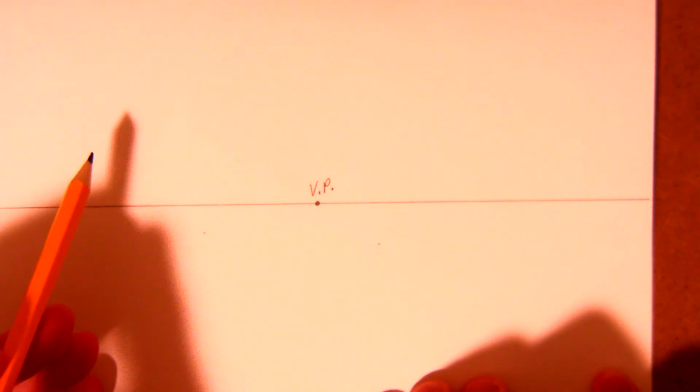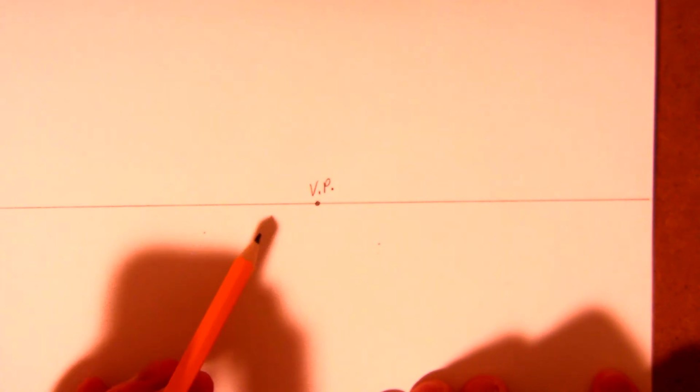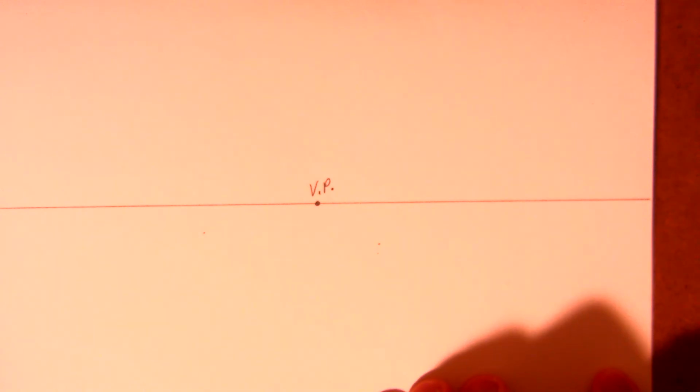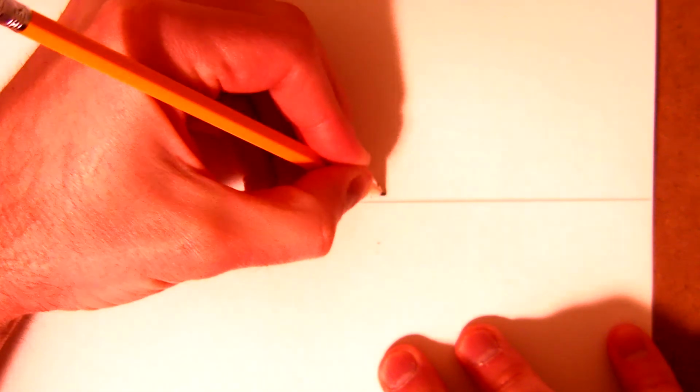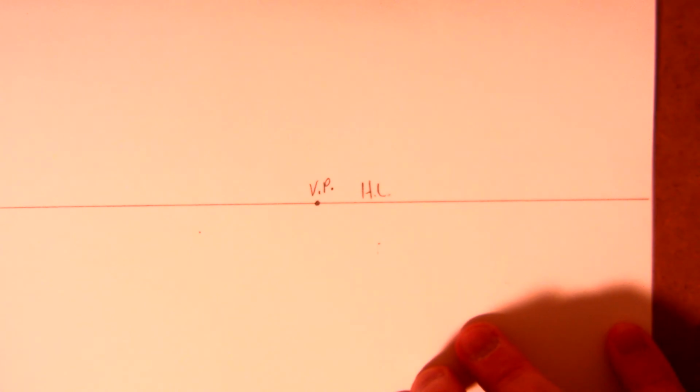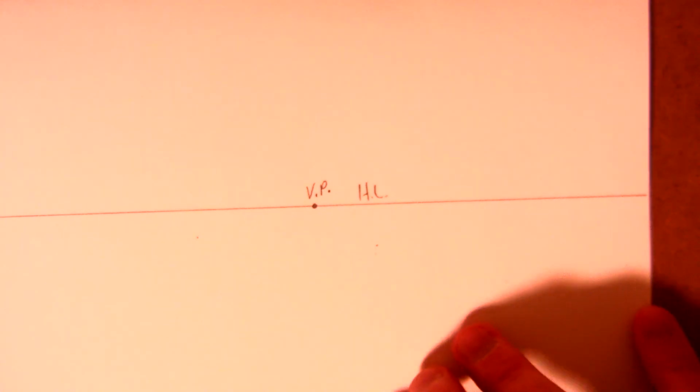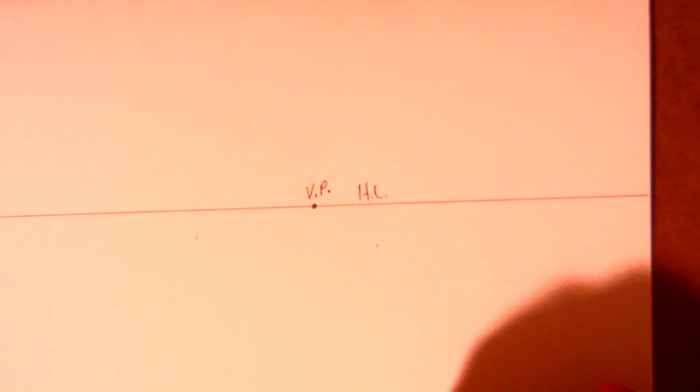So the vanishing point is supposed to represent things going back in space, having the illusion of depth. So it'd be kind of like the side of a building. And then this line, I'm just going to toss in an HL, which represents horizon line. That is your eye level. So wherever you're looking, that's where you should be drawing that line.